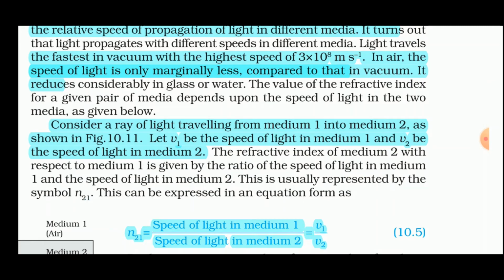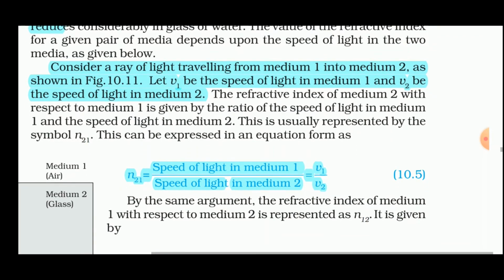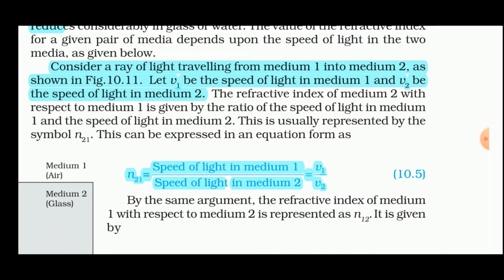Now consider a ray of light traveling from medium 1 into medium 2 as shown in the figure. Let V1 be the speed of light in medium 1 and V2 be the speed of light in medium 2. Therefore the refractive index of medium 2 with respect to medium 1 is given by the ratio of the speed of light in medium 1 to the speed of light in medium 2. This is usually represented by the symbol N21, the refractive index of the second medium with respect to the first. It is given by the speed of light in medium 1 upon the speed of light in medium 2.